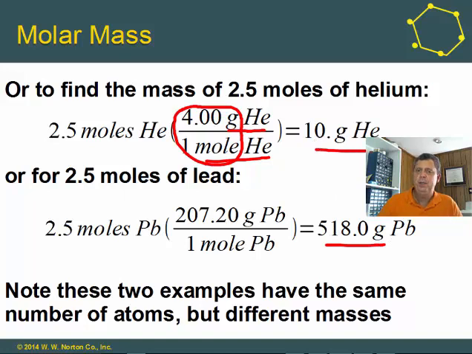And I think this is good to point out. For these 2 examples, we have the exact same number of atoms. 2.5 moles is still counting how many atoms we have. It's just talking about moles of atoms. But this lead, same number of atoms, but the lead weighs 50 times more. So much heavier atoms, even though we have the same number, have a large difference in mass itself.